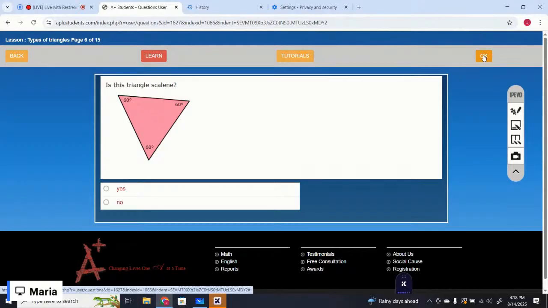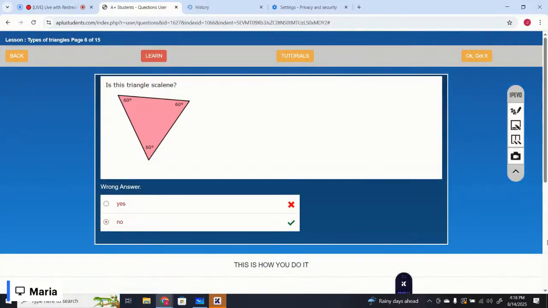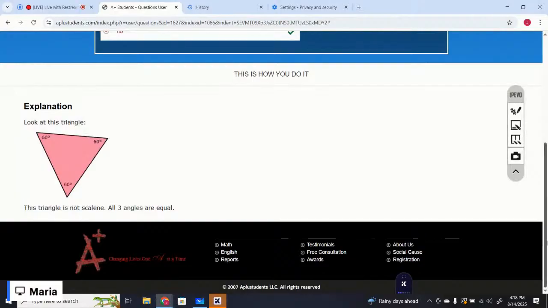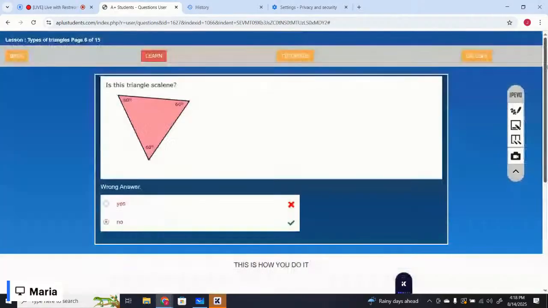Is this triangle scalene? 60 degrees, 60 degrees, and 60 degrees. Yes, scalene triangle it is because all the angles are exactly equal. Oh, if all the angles and sides are equal, then that would be an equilateral triangle, right? So this is not scalene.